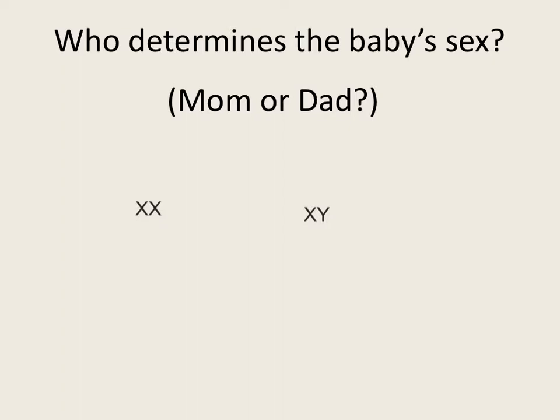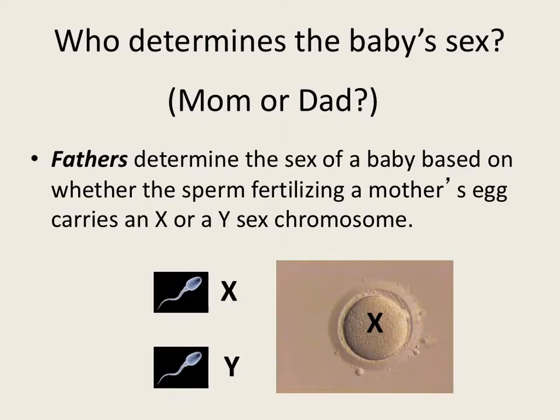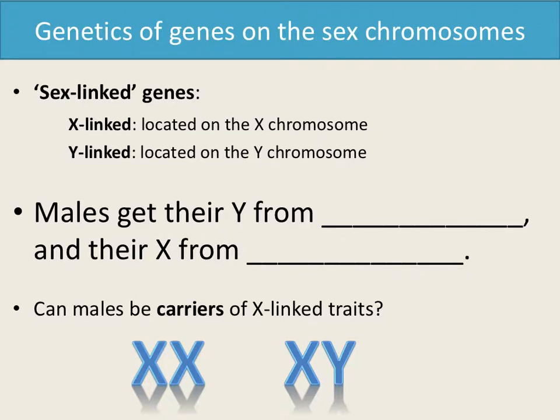Now, just so you know, birds are different. Birds have a ZW sex chromosome. And in this case, the males are homogametic and the females are heterogametic. The females are ZW, the males are ZZ. Okay. So these are called sex-linked genes. Males get their Y, of course, from dad, and their X from mom.